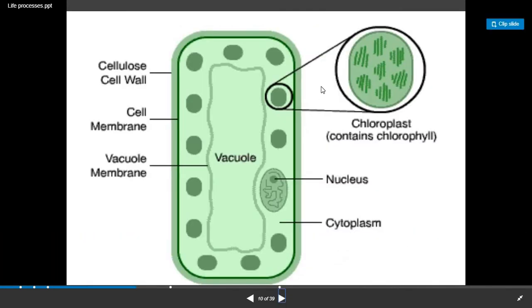Now here you can observe the cell view in the enlarged condition. The chloroplast is shown here, and it contains the chlorophyll, this green pigment. Here the cytoplasm is there, nucleus, vacuole, cell membrane, and the cell wall which is made up of cellulose.